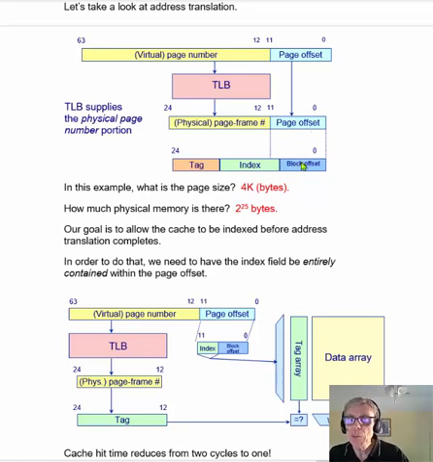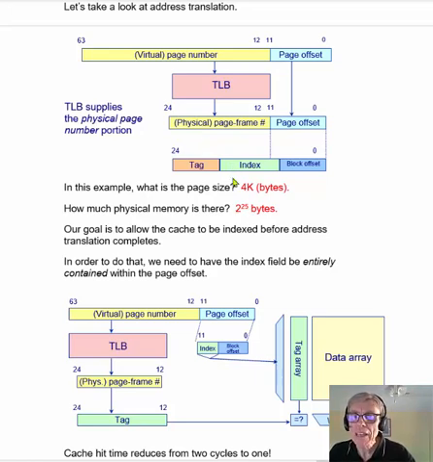Notice in this example that the page offset is 12 bits, so the page size would be 2 to the 12th, or 4 kilobytes. How much physical memory, though, is there? Well, that's determined by the length of a physical address, which is 25 bits long, and therefore there must be 2 to the 25th bytes of physical memory in this example. Now that's horribly small by today's standards, but it serves for illustration.